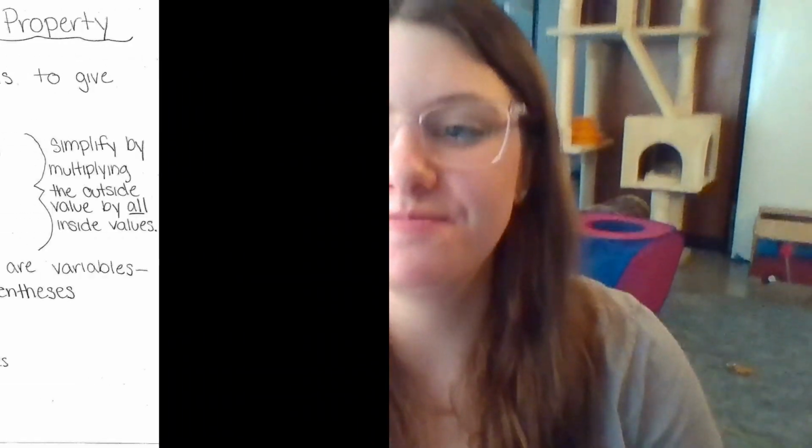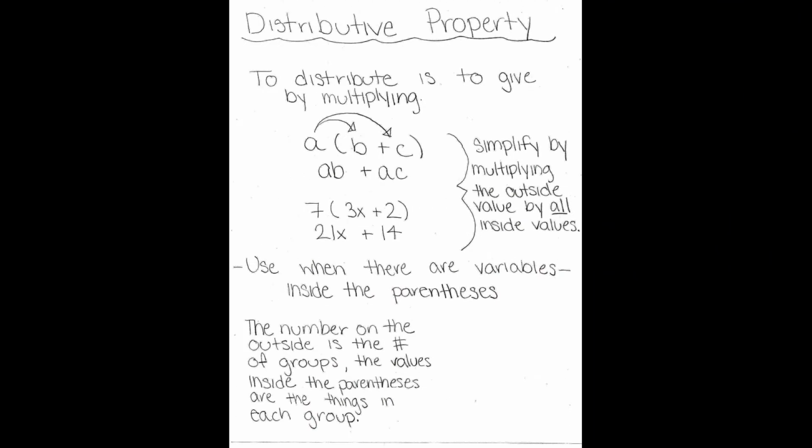The distributive property. To distribute is to give by multiplying. Below we have an example. Our outside term is a. Our inside terms in parentheses are b plus c. We are going to multiply our a to our b and our a to our c. We will keep that addition sign in the middle because we do not have any negative terms. That means that after we distribute, we have ab plus ac.